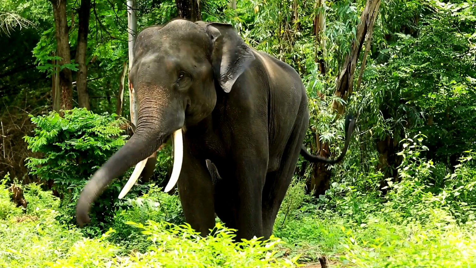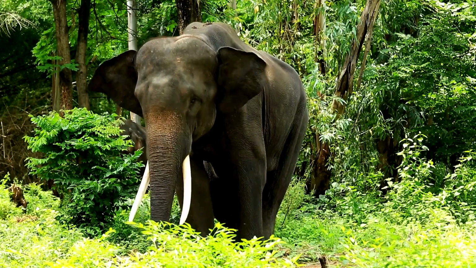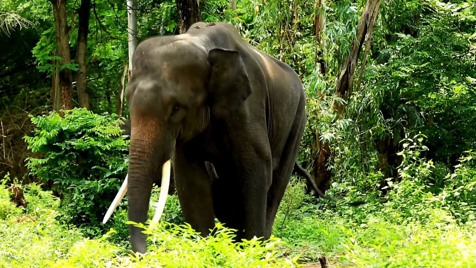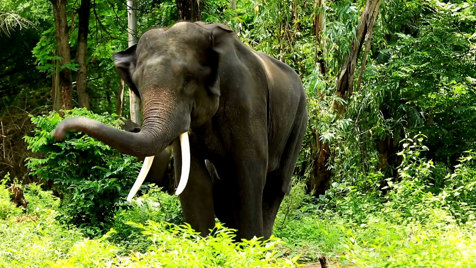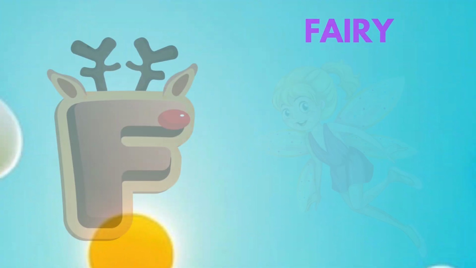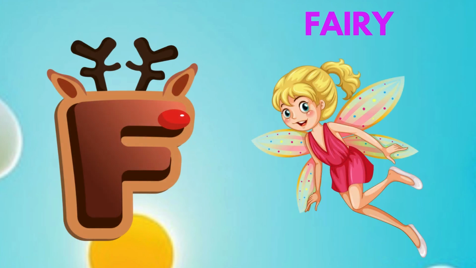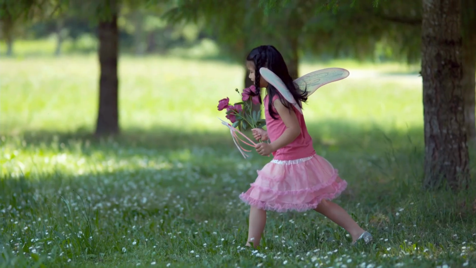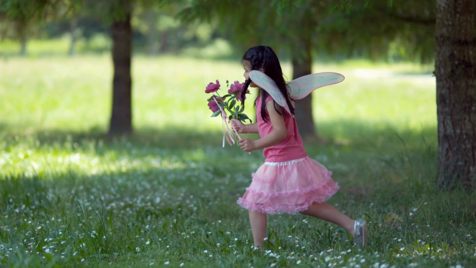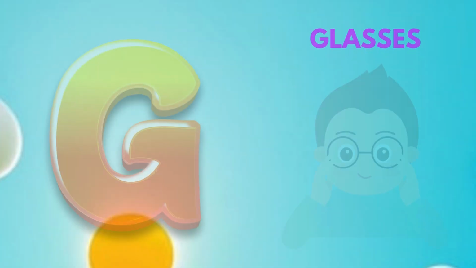Elephant. Elephant. E, elephant. F is for fairy. Fairy. Fairy. F, fairy. G is for glasses.